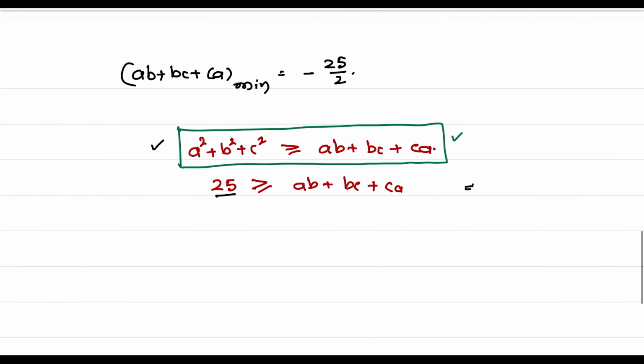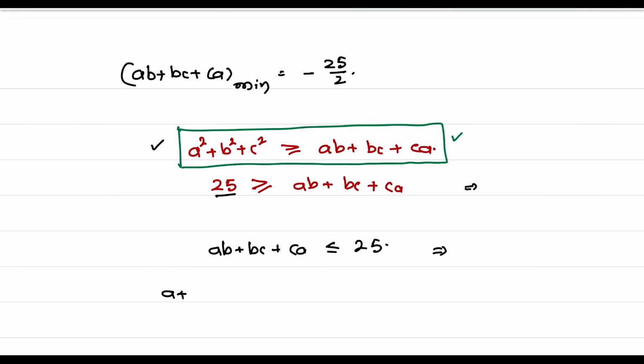That implies, when you bring the right hand side to the left hand side and the left hand side to the right hand side, the inequality changes. That implies ab plus bc plus ca is less than or equal to 25. Something is less than some value, which means that is the maximum value the left hand side can achieve.